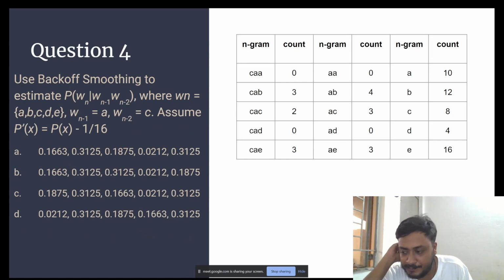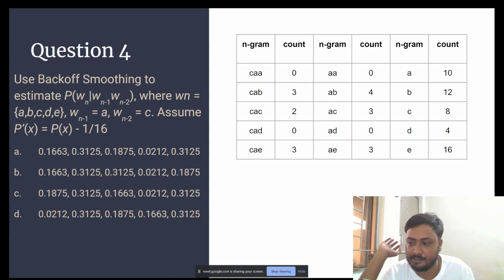Now we have back off smoothing. Again, it's the same corpus, everything is the same, but now you have been asked to find out the back off smoothing estimate for again the probability of A given CA, B given CA and so on. So the question remains the same, but this time you are asked to calculate back off smoothing.